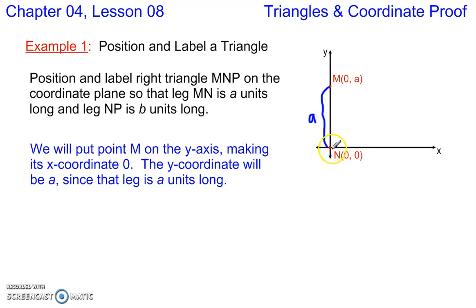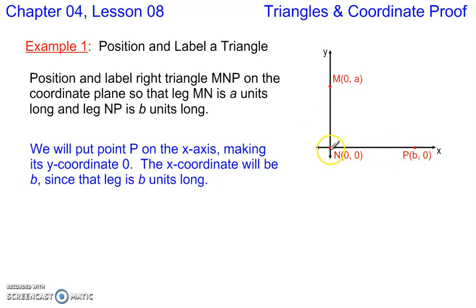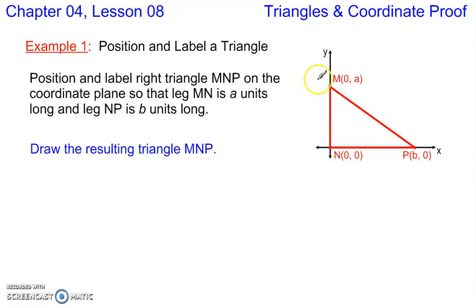Okay, we're going to do the same thing with our other point. We're going to place it somewhere on the x-axis. Our y-coordinate is going to be 0, and then this distance right here is B units long. Okay, and then we connect this. Here is our resulting triangle, MNP, with a side of A and another side of B.